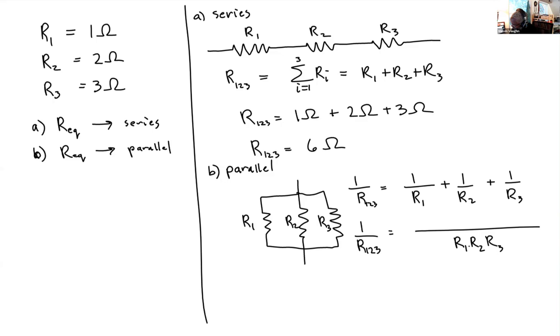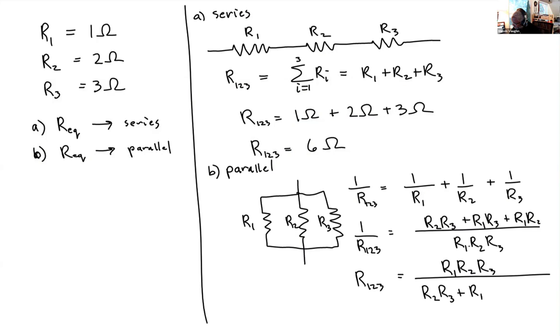And I know my terms. The first term will be the product of R2, R3. The second term will be the product of R1, R3, and the third term will be the product of R1, R2. So this means that our equivalent resistor has a resistance of, well, in the numerator, we have the product of the three resistors, and in the denominator, it's the sum of the products of the three different pairs of resistors we have.